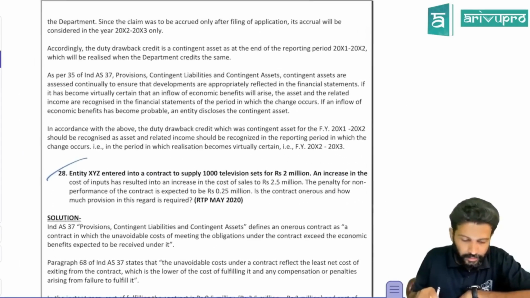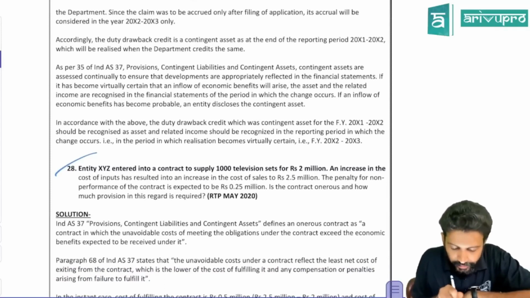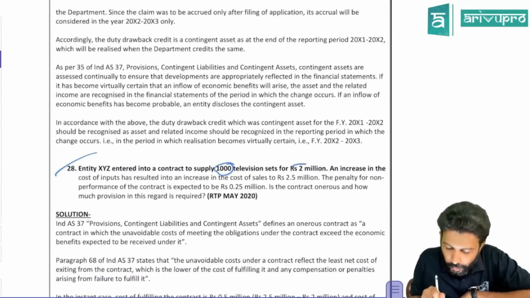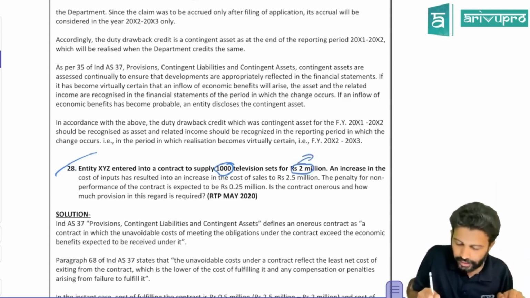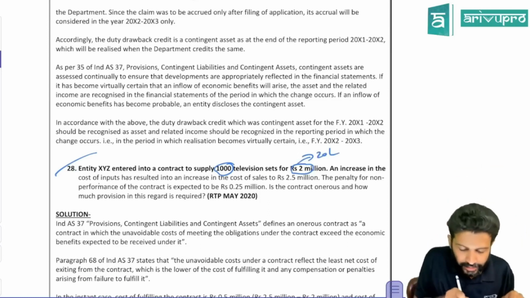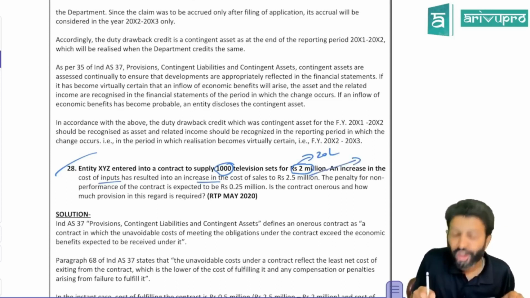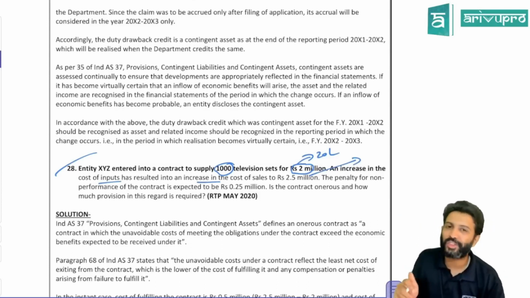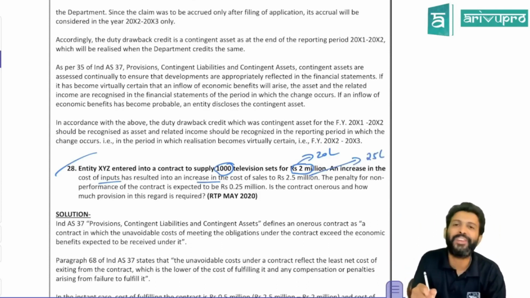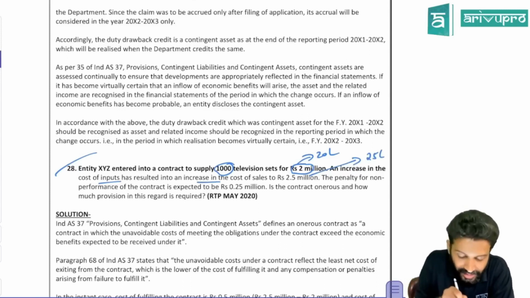Question number 28. XYZ enters into a contract to supply 100 televisions for 2 million. Okay, we have entered into a contract. We made a contract to sell televisions for 2 million, that is 20 lakh. An increase in the cost of input has resulted in an increase in the cost of sales to 25 lakhs. So cost of sale is your purchase cost. So due to some increase in input cost, they are saying the cost of the TV has gone from 20 to 25 lakhs. Sir, I've entered a contract.